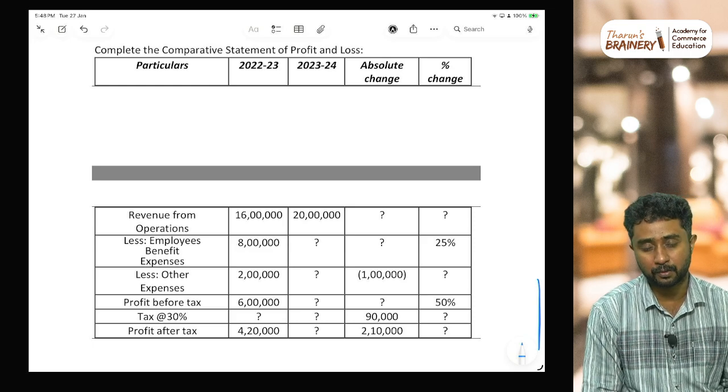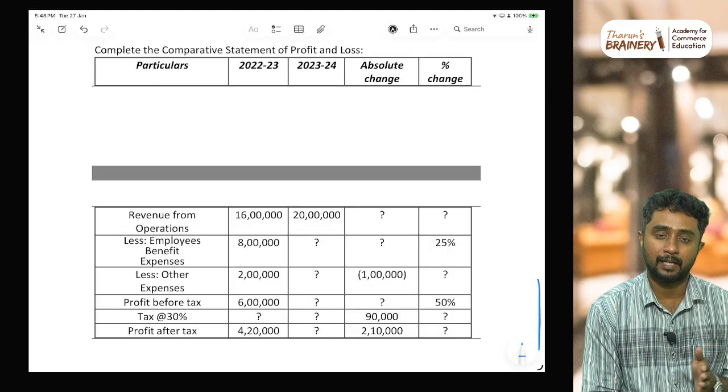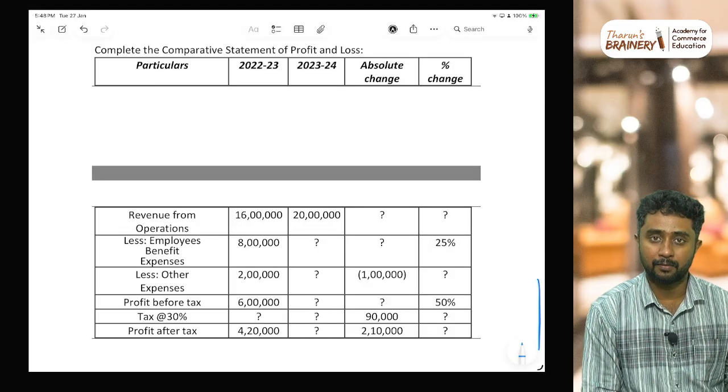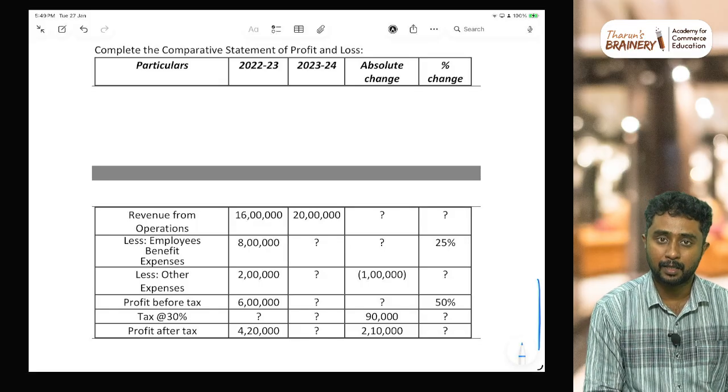So there also same procedure only. Absolute change means current year value minus previous year value. Find out the difference. Difference divided by the previous year value, multiply by 100. You will get percentage change. That is absolute change and percentage change column.